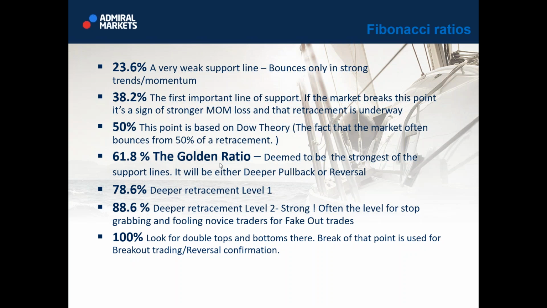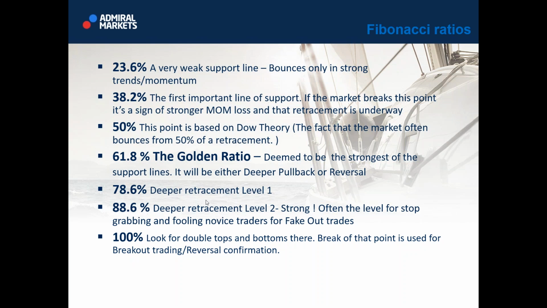61.8 is the golden ratio. Okay, 50%. Some people say that this is not the actual Fibonacci number, but traders use it because it's based on Gann Theory. And Gann Theory says that market often bounces from 50% of retracement. So that is a natural support. 61.8 is the golden ratio. It's deemed to be the strongest of the support lines.